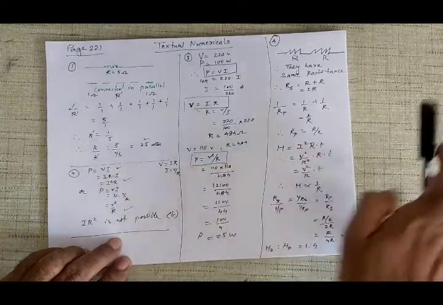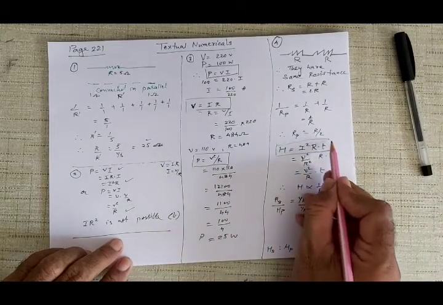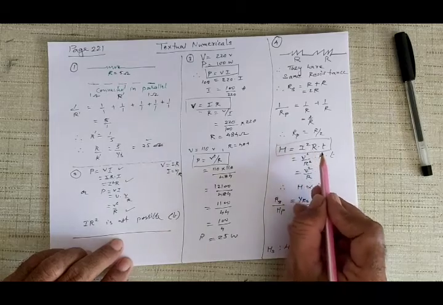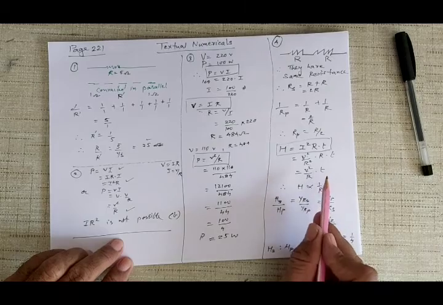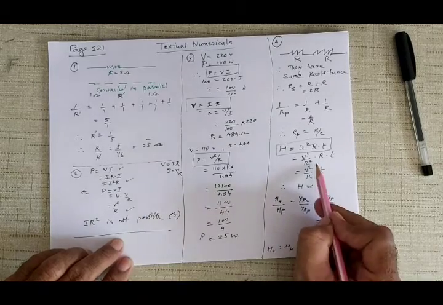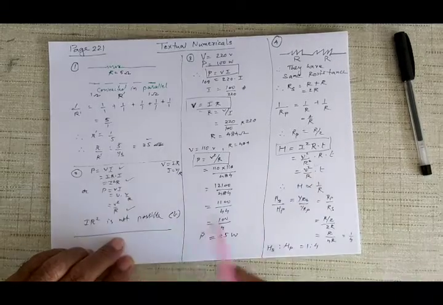Now the heat generated is given by this formula. Heat generated is given by H is equal to I square RT. In place of I, you can put V upon R, so H is V square upon R into T. Now it is also given that the potential difference is the same across both, so V is also the same.